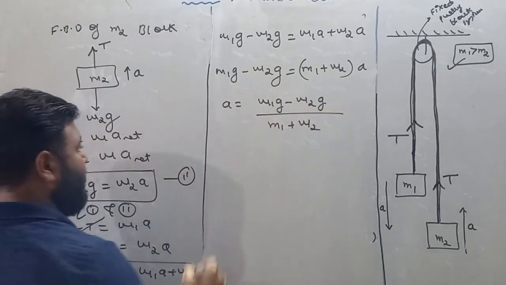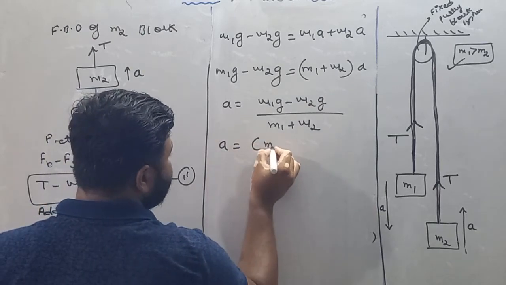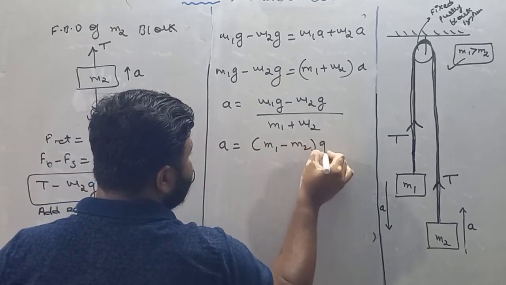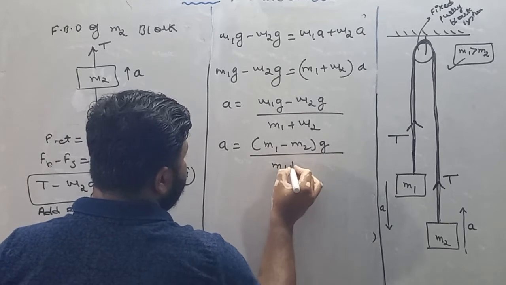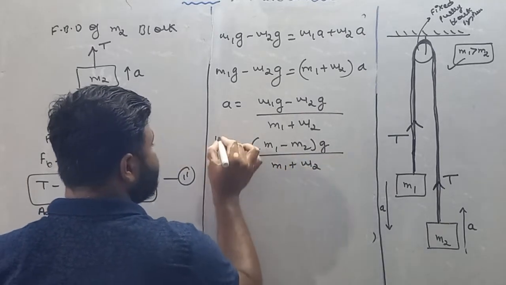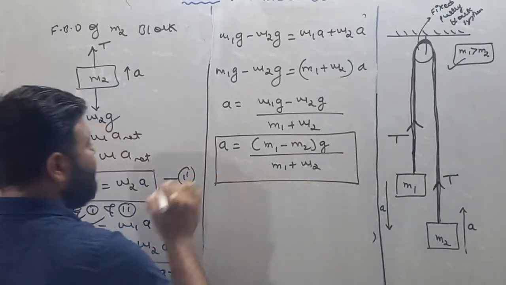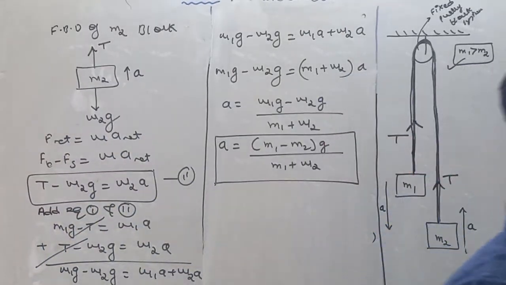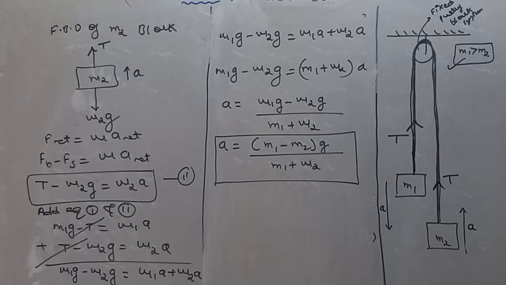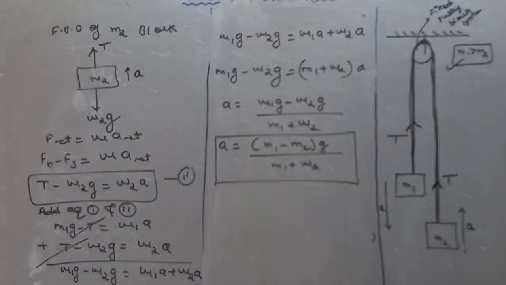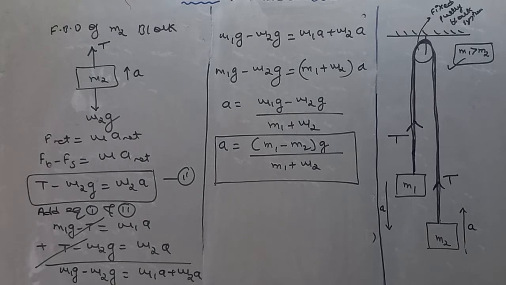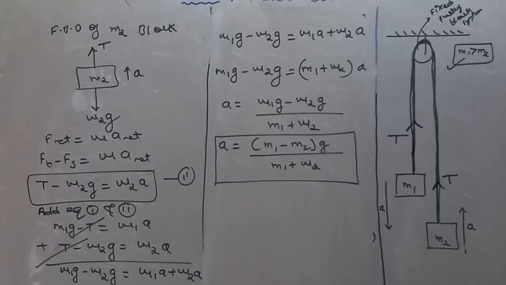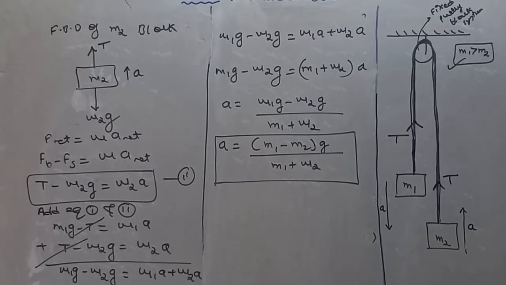If we take g common, a is equal to (m1 minus m2) into g upon (m1 plus m2). So this is the value of acceleration in the fixed pulley block system. Both the blocks carry the same acceleration. Remember, dear student, the acceleration on both sides of the pulley remains the same.